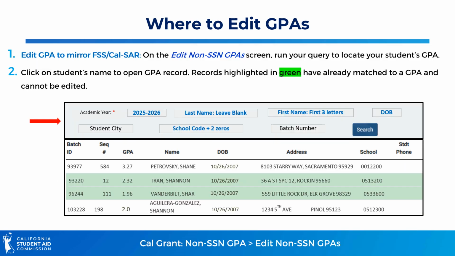Now that we have identified what information needs to be edited, enter your search criteria on the Edit Non-SSN GPA record screen. Just like the search fields we use on the non-SSN GPA to financial aid application match, we will query for the edited GPA in the same manner, using the first three letters of the student's first name, date of birth, and their school ID. You can omit the last name to expand your search results, and then from there, you can click Search. Once the list populates, you can select your student's name to open up her GPA record.